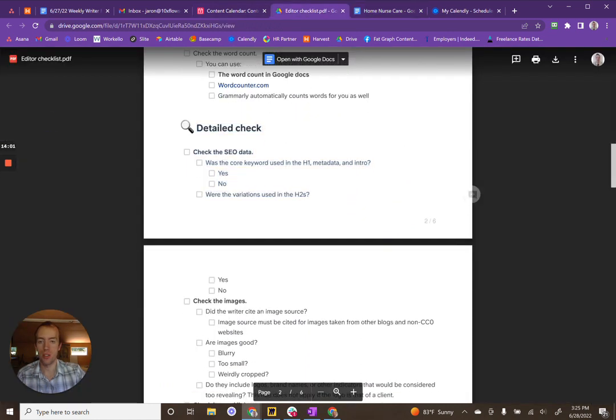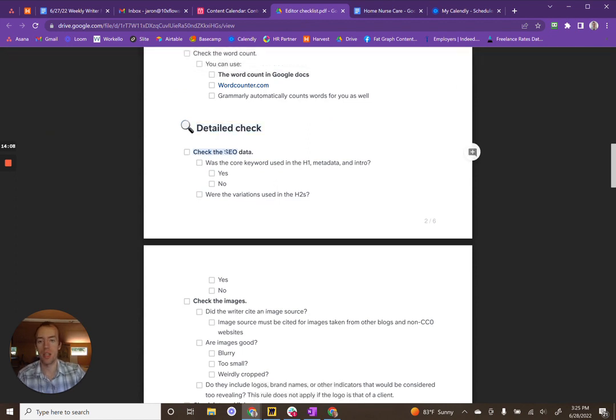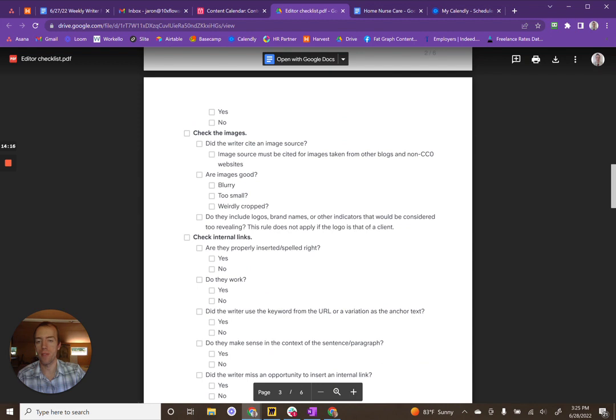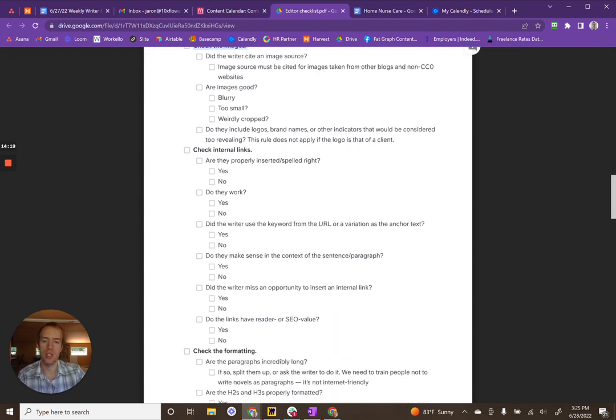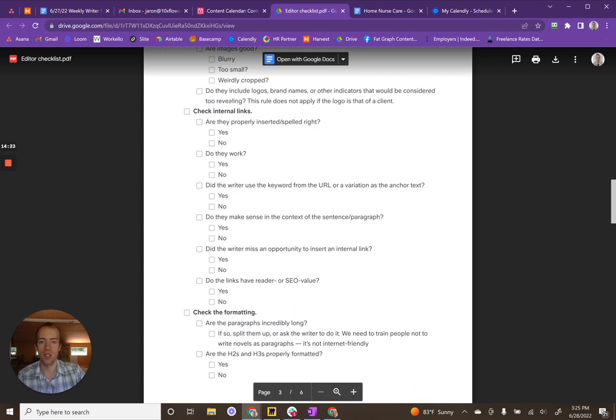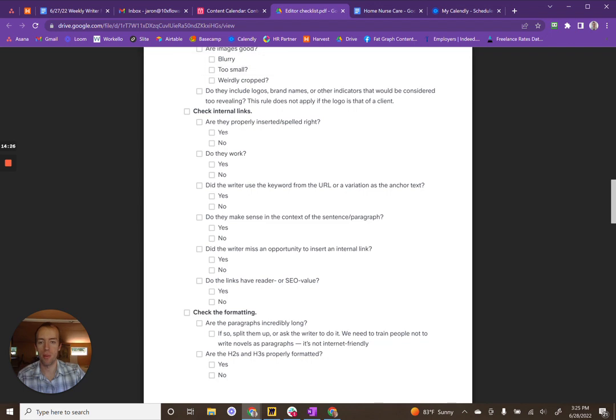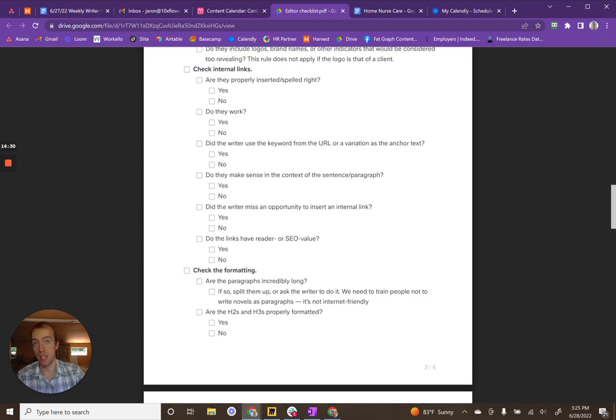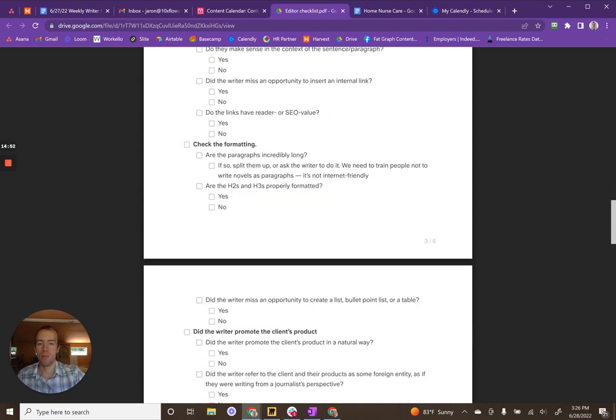So let's go through the rest of our little checklist. I am checking the detailed check, making sure that they have the SEO data, core keywords, variations. For these articles, we're not having them introduce images, so that one's a moot point. Check internal links. I've checked those internal links before I read through it, and as I read through it, I'll make sure those internal links make sense within the context of the paragraph, section, and sentence that they're in, and that it makes sense to link to that specific article.